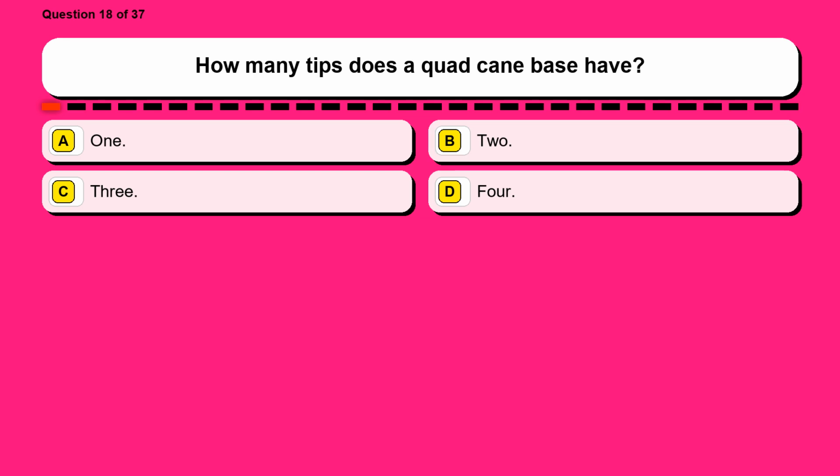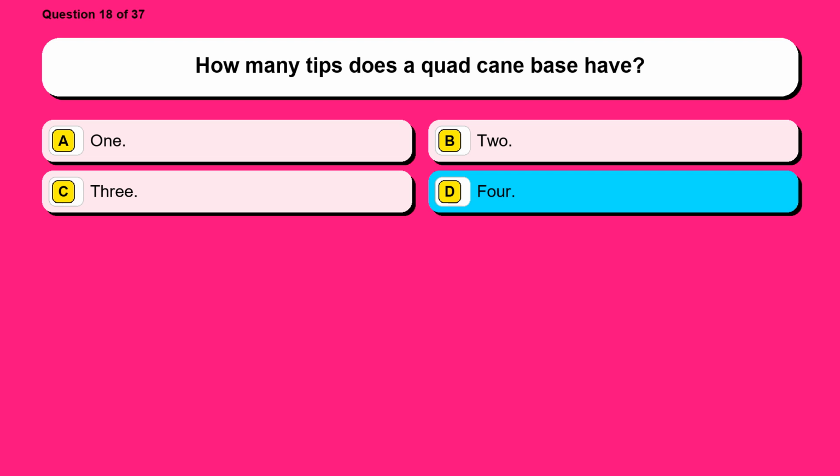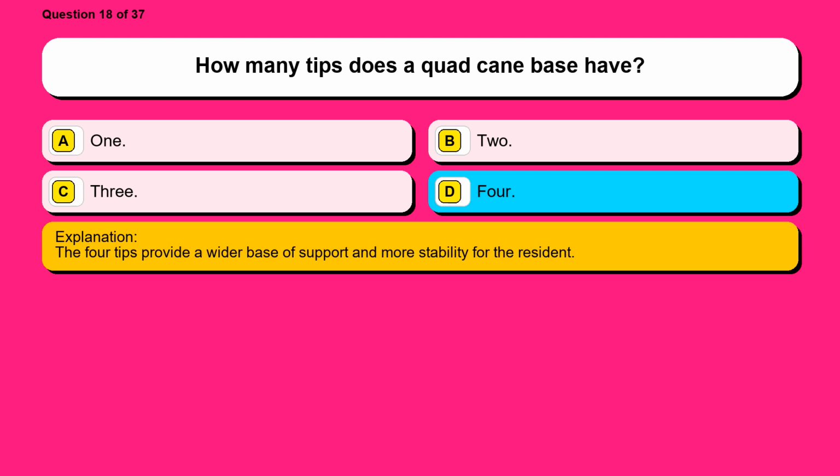Question 18. How many tips does a quad cane base have? Option A, 1. Option B, 2. Option C, 3. Option D, 4. The correct answer is option D, 4. The 4 tips provide a wider base of support and more stability for the resident.